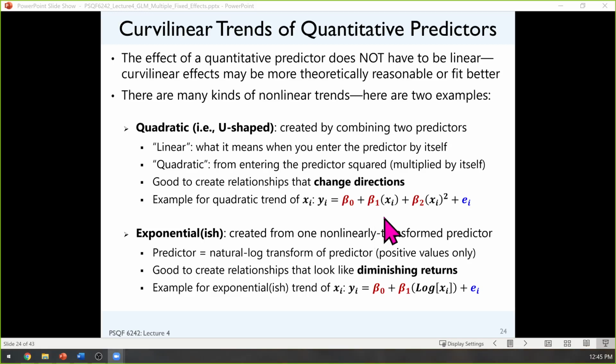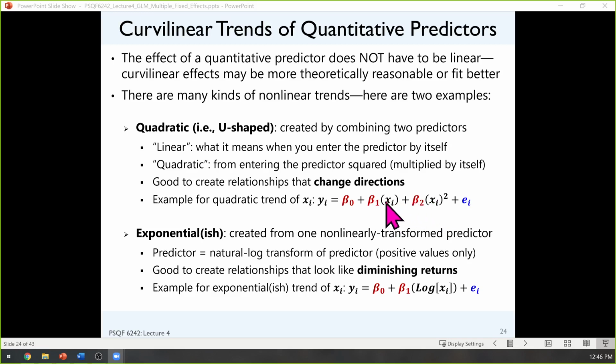Just as we've done with linear combinations to get group means and group mean differences, we can use estimate statements in SAS or lincom statements in Stata to get any of that. So beta 1 is the linear slope of x specifically when x equals 0, because that's the only point where beta 2 would drop out.